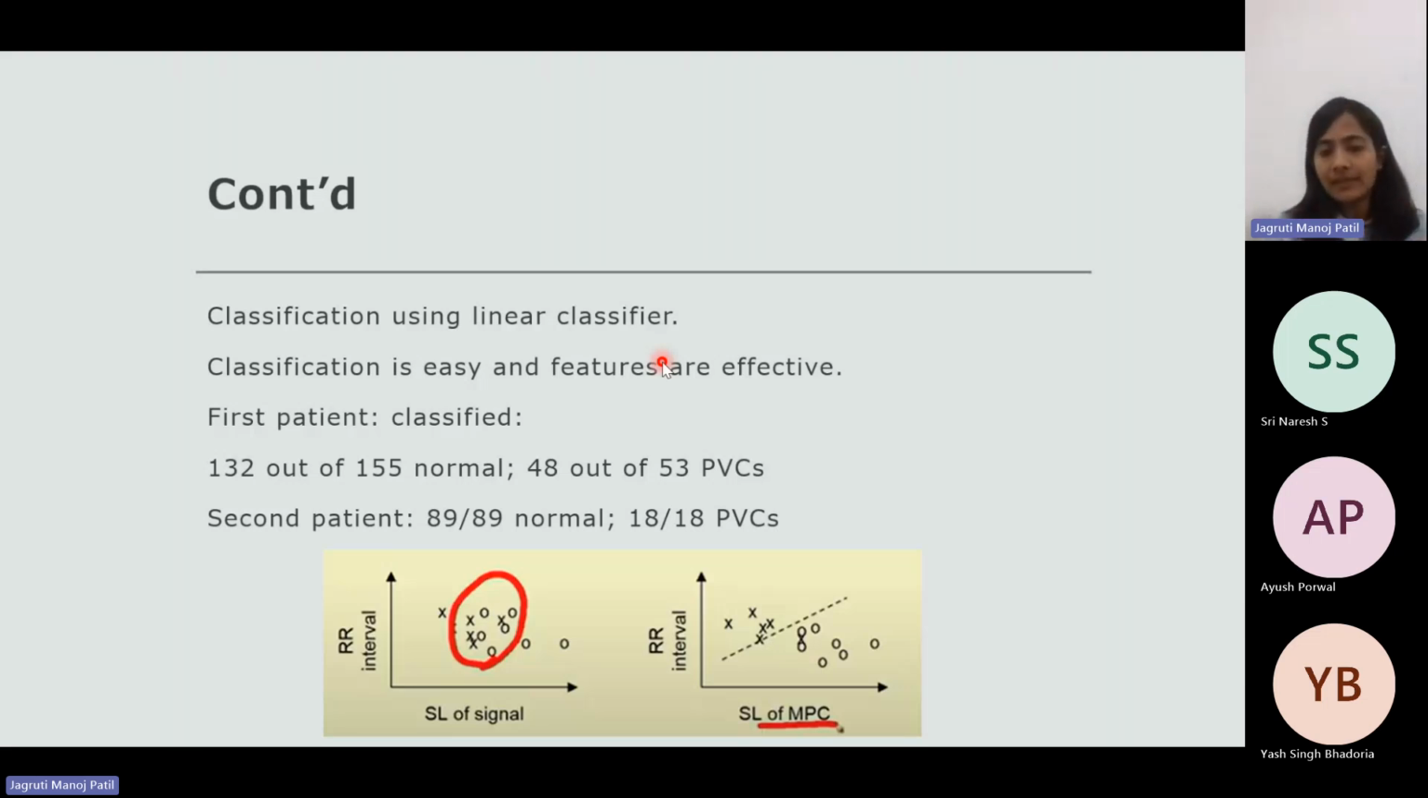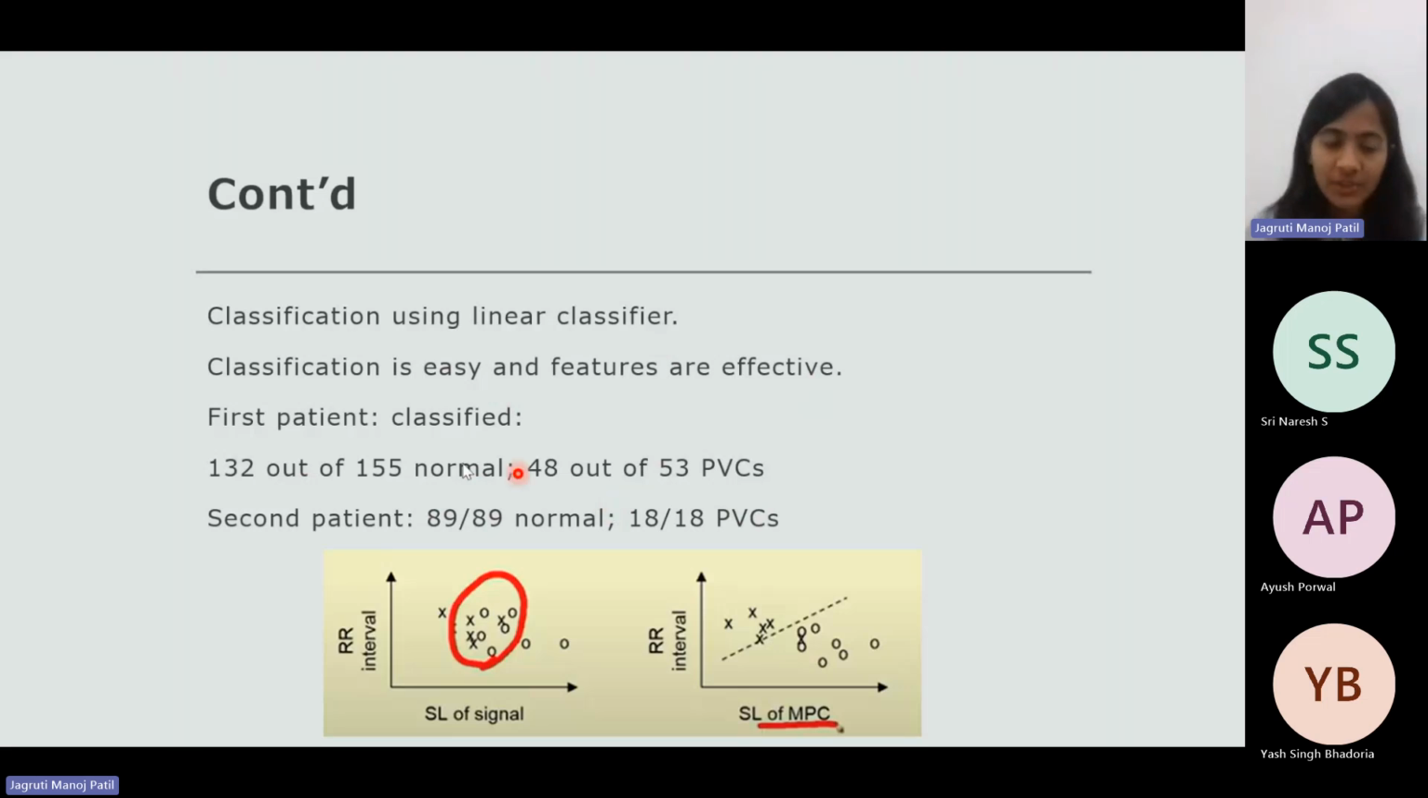Now here in scatter plots, we plot two independent variables, and then we see what the relation is between these two variables, and that's mostly an effective and reliable way of differentiating between two groups. So we are well able to see that the classification is easy and the features are effective. Firstly, they classified 132 out of 155 normal patients, and the second set of patients they were able to nicely classify.